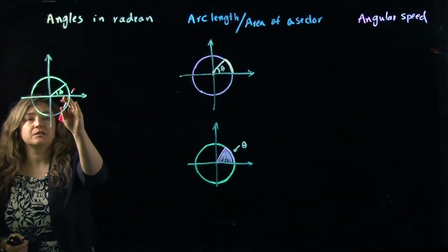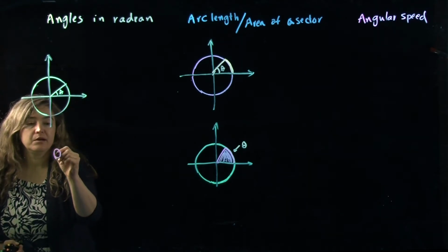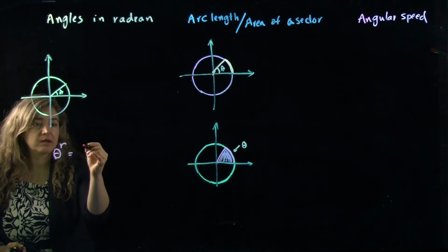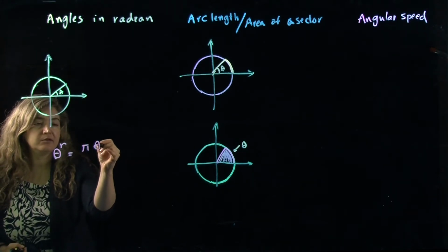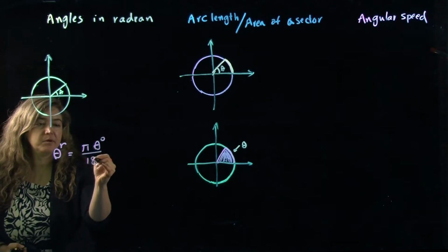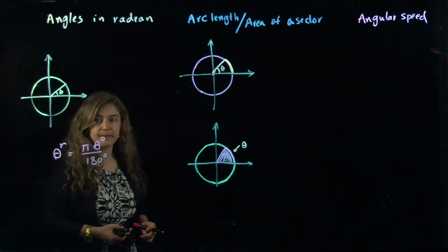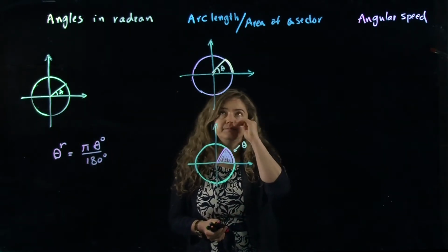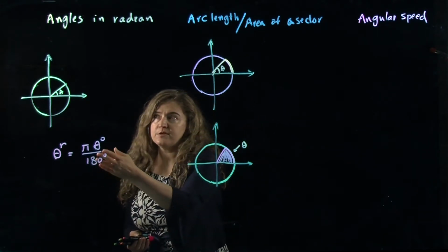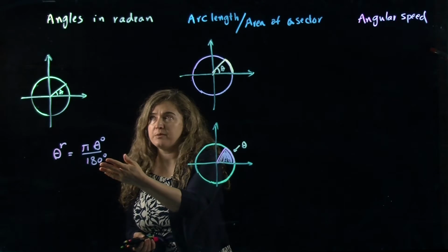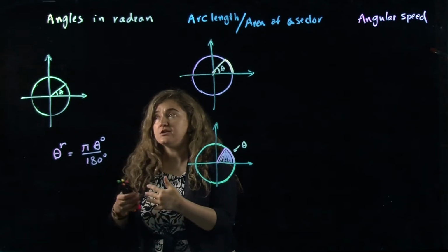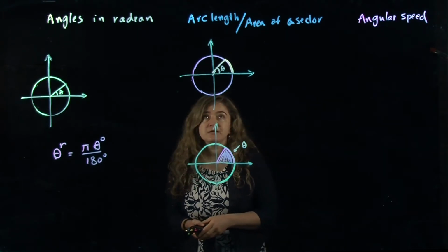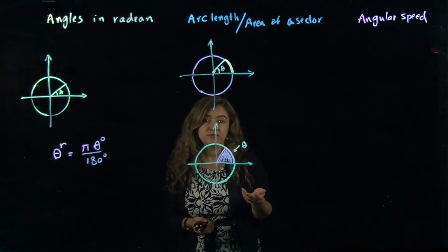So usually when we're discussing the angles in radian, we're defining it by pi times the angle in degrees divided by 180 degrees. And the radian value is unitless again. So the definition that we used, or how we discussed it in the beginning, just gives you the logic behind how it works. Now we want to discuss the arc length and area of a sector.